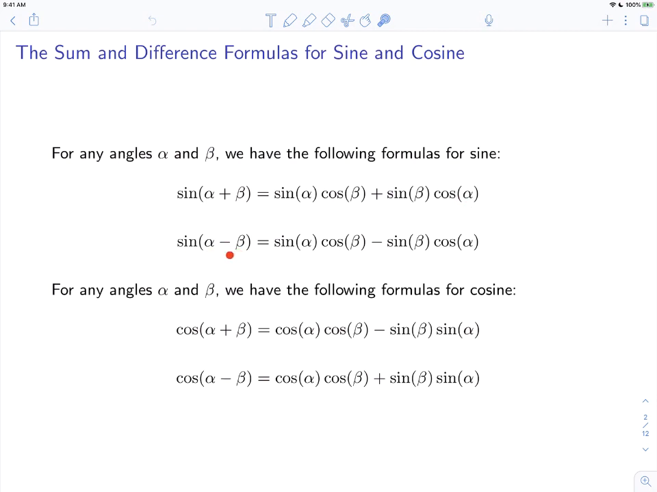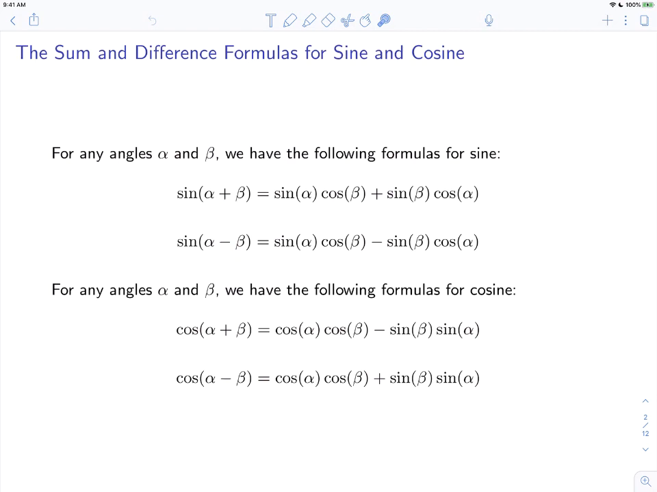Sine of alpha minus beta, the difference formula, is sine of alpha times cosine beta minus sine of beta times cosine of alpha. So what you'll notice is that you start with sine of alpha plus beta, or sine of alpha minus beta, and you end up with a product of sine and cosine plus sine and cosine, or sine and cosine minus sine and cosine. So the sum formula gives you a plus, and the difference formula gives you a minus. So the sine function preserves the sign, whether it's plus or minus.